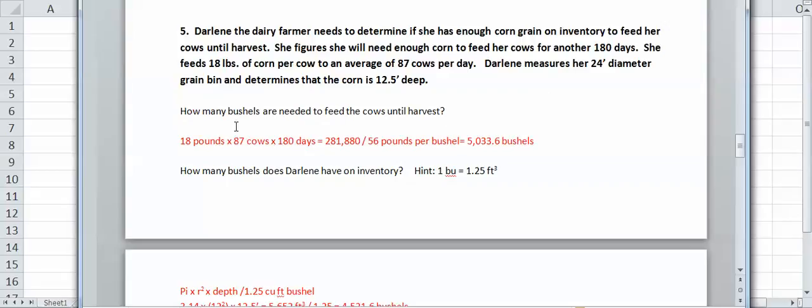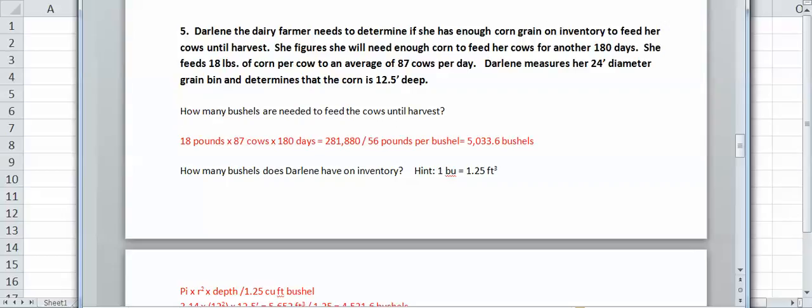So in this problem, Darling Dairy Farmer tries to determine if she has enough corn grain on inventory. She figures she will need enough corn to feed her cows for 180 days. She feeds 18 pounds of corn per day to an average of 87 cows. Darlene measures her 24-foot diameter grain bin and determines that the corn is 12.5 feet deep. First question, how many bushels are needed to feed the cows until harvest?